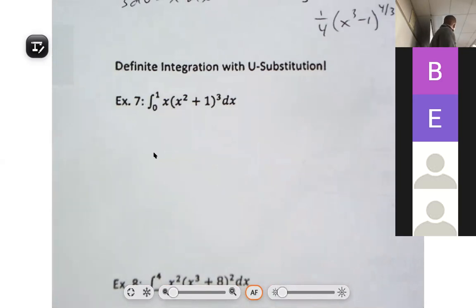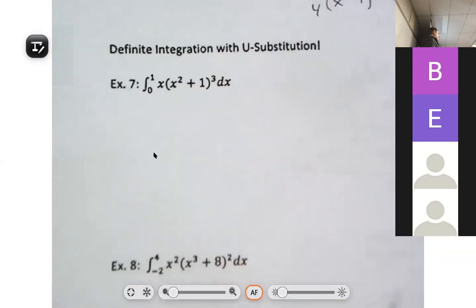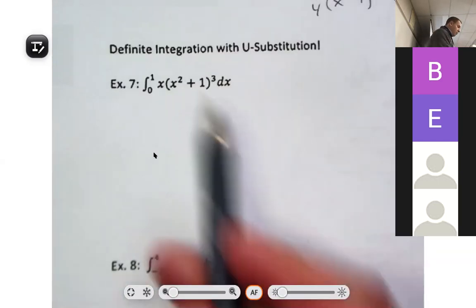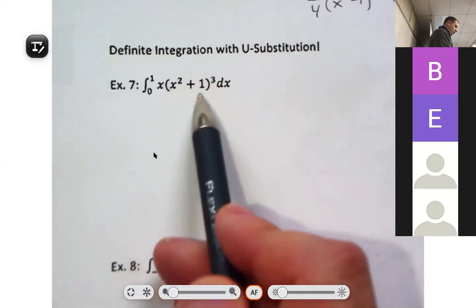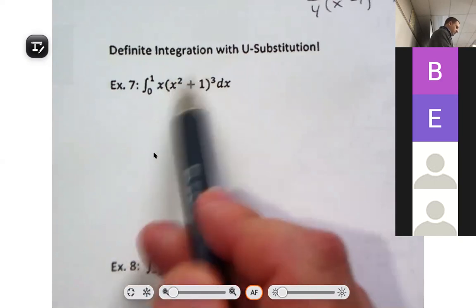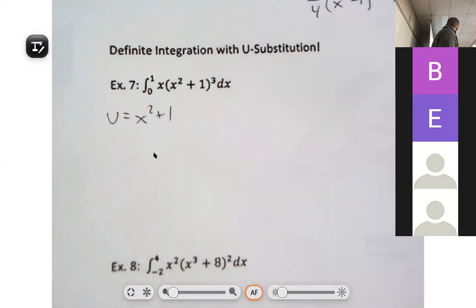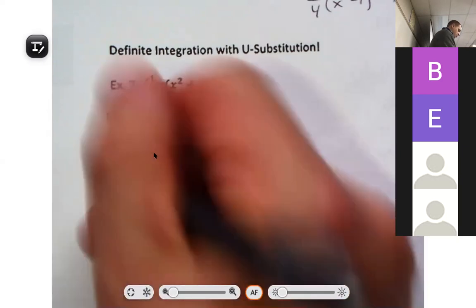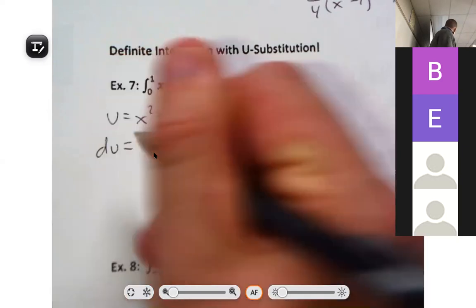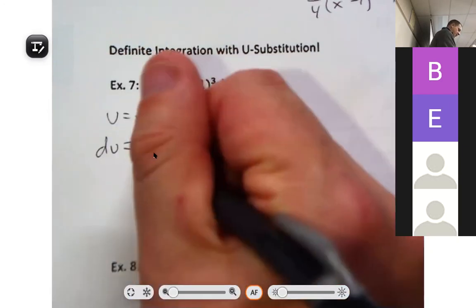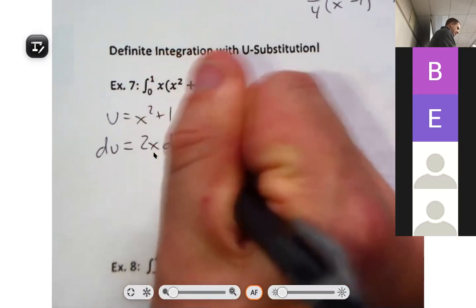Okay, so to do a definite integral, it's the same process to start with. We are going to have u be our inside function. So I'm going to have u be x squared plus 1. And then just like on all the other ones, I'm going to differentiate both sides. So du equals 2x dx.